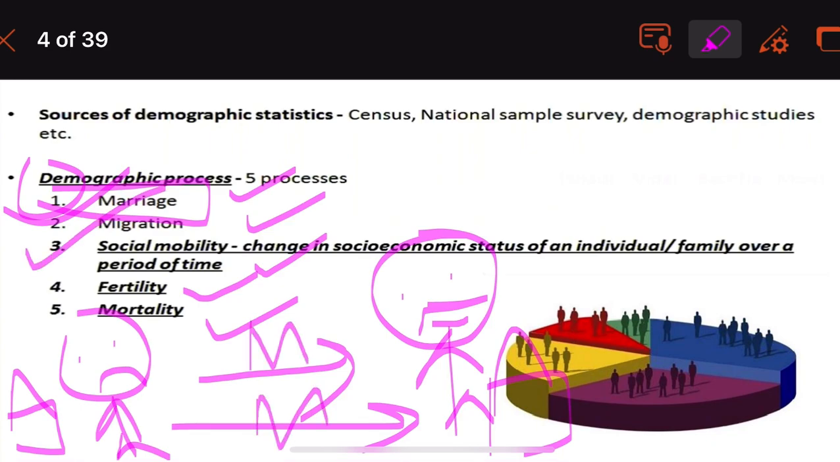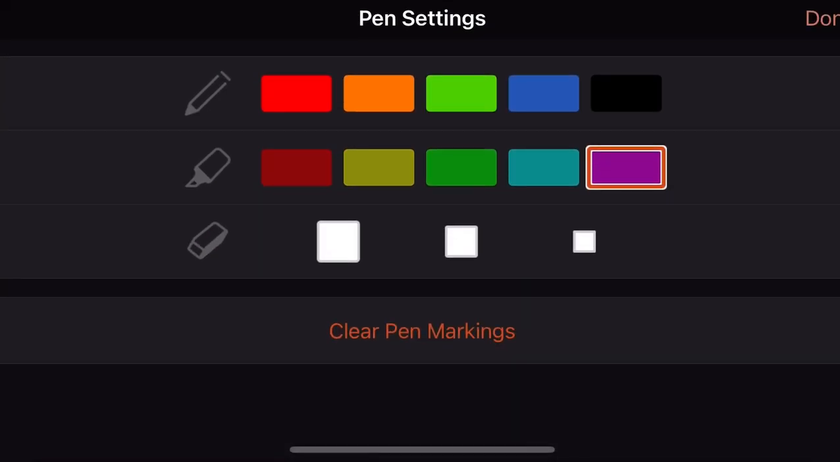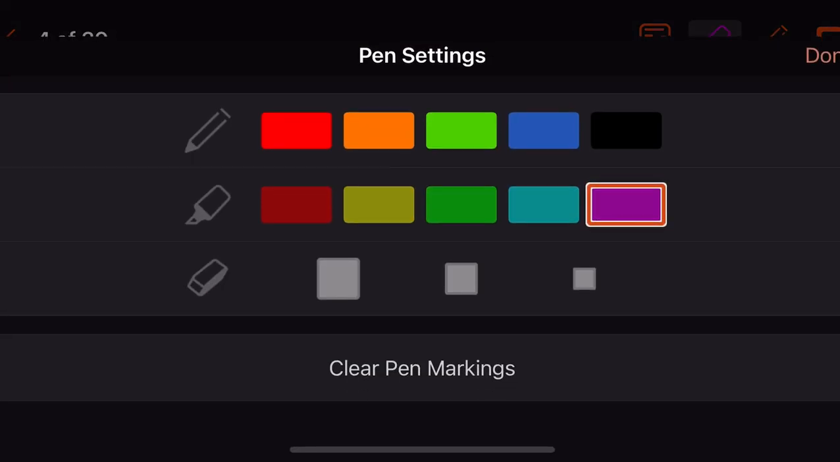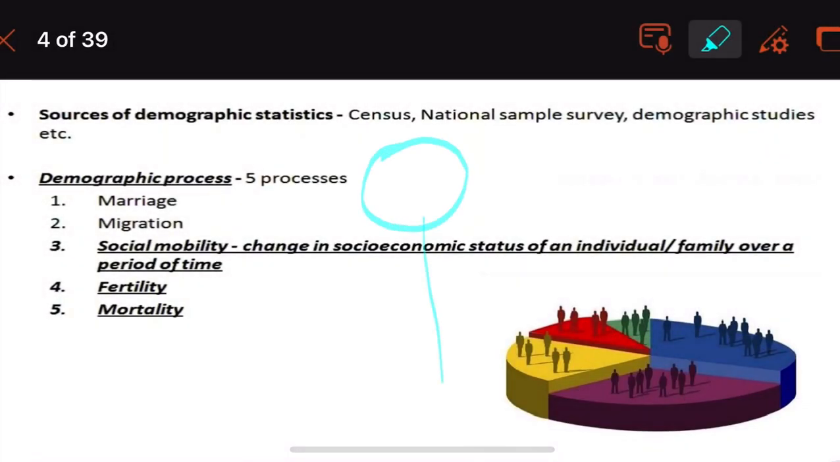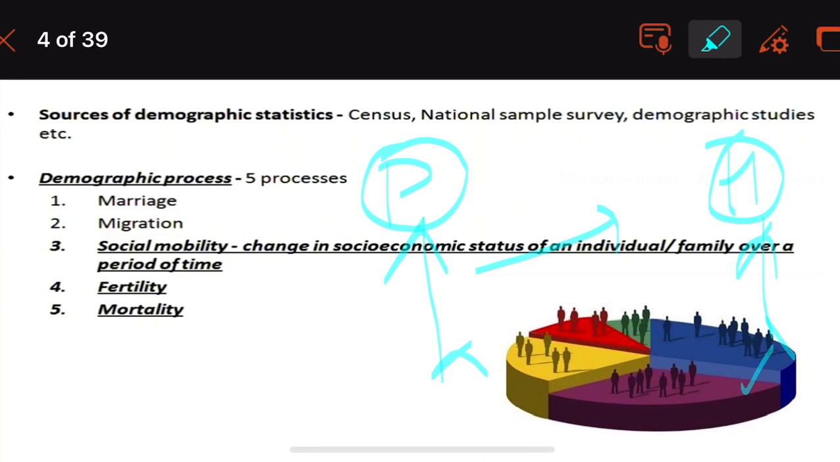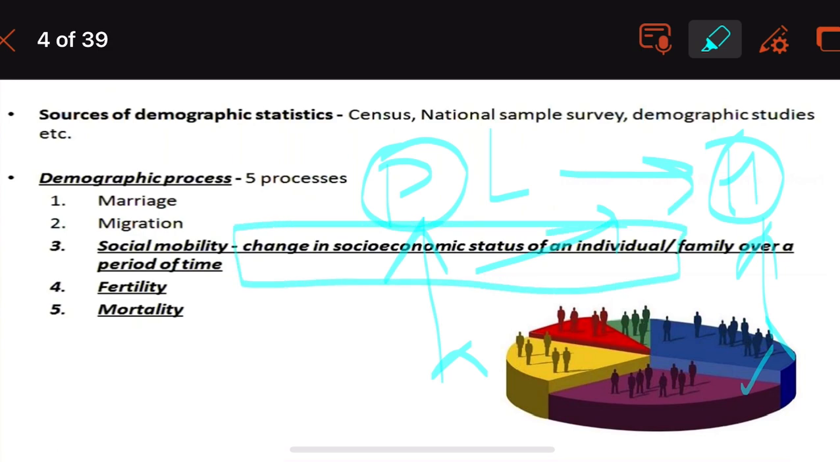And social mobility. Social mobility is nothing but change in the socio-economic status of an individual or family over a period of time. So by marrying this rich guy, there was a change in social mobility. It increased from the low socio-economic to the higher socio-economic. There is change in the socio-economic status of an individual or a particular family over a period of time.